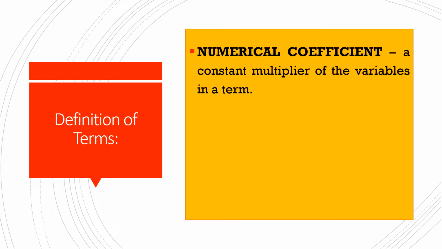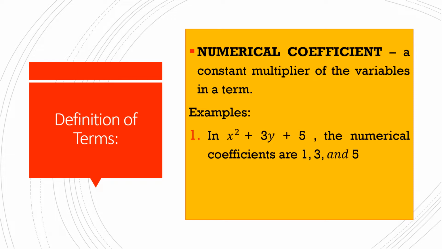Next, we have the term numerical coefficient. It is a constant multiplier of the variables in a term. So in this example, our numerical coefficient can be identified per term. For the first term, our numerical coefficient is 1. How did we get 1? Since we don't have any number there, it means that is 1 times x squared. Its numerical multiplier is 1, so that is its numerical coefficient. For the second term, our numerical coefficient is 3. And for the last term, we have the numerical coefficient 5.